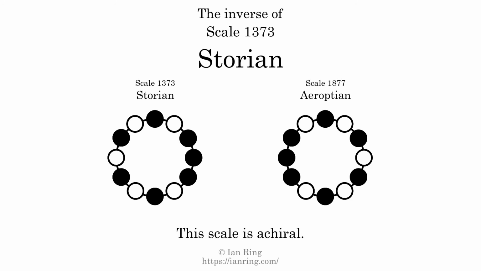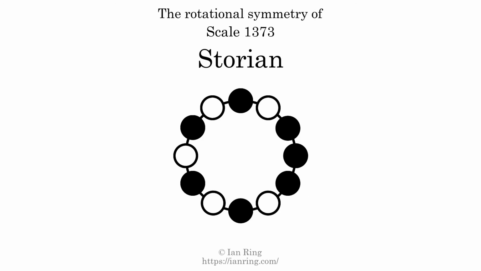The inverse of a scale is a mirror image. It is what you get when the sequence of intervals is reversed. The inverse of this scale is scale 1877, also known as eruption. This scale is achiral, since it can transform into its own reflection by a rotational transformation. This scale has no rotational symmetry.